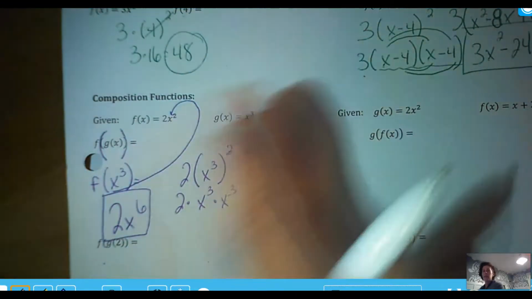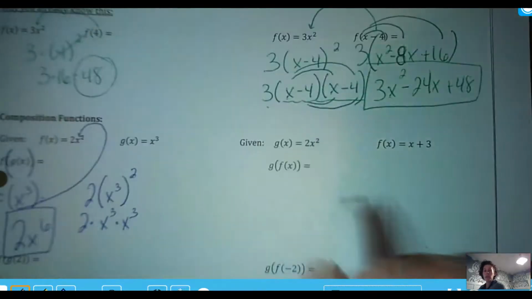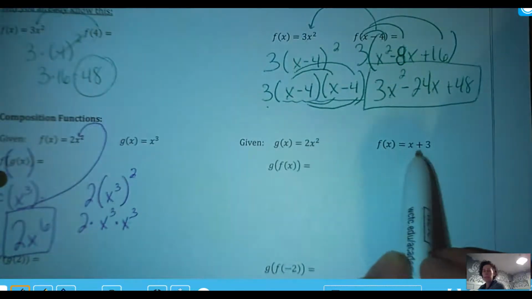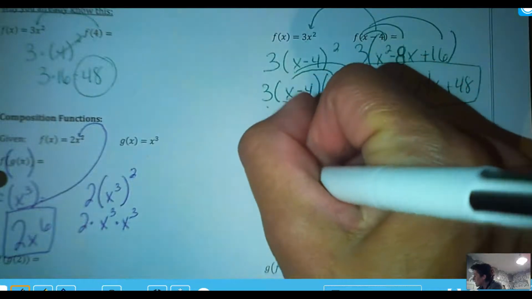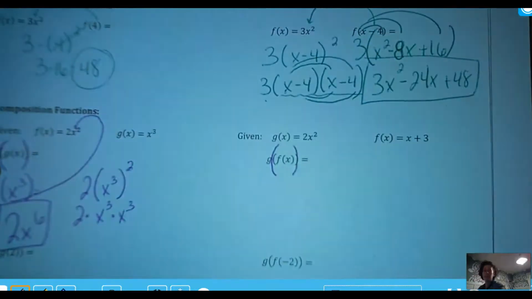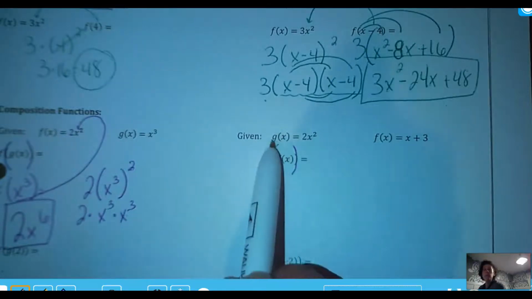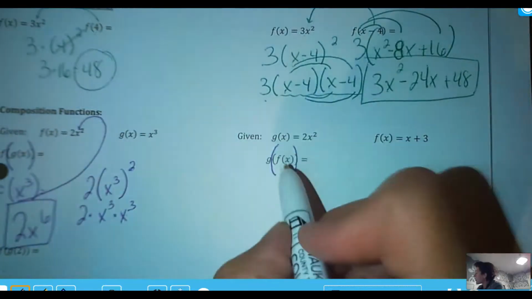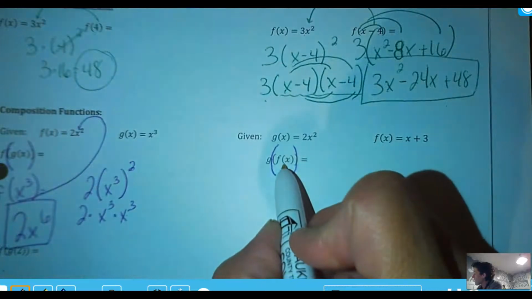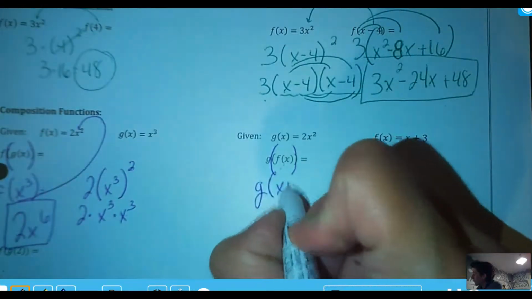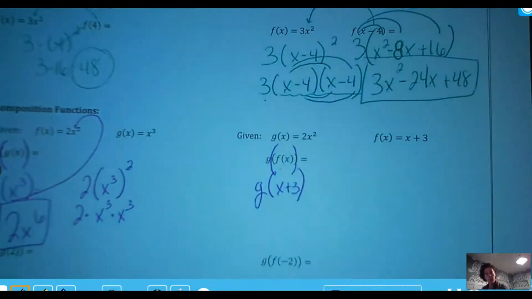So let's try it again. Let's go to this one. So again, I have 2 functions. I have g of x and f of x. Similar, but this one's a little different. And again, I'm going to make these outer parentheses stand out. So this says take f of x and put it into g of x's function. So what I'm going to do is take f of x and what it's worth and just put it into here. So it looks a little more familiar.